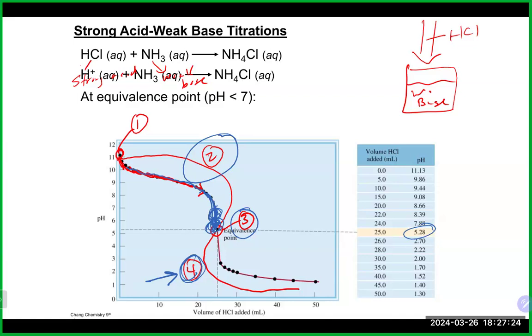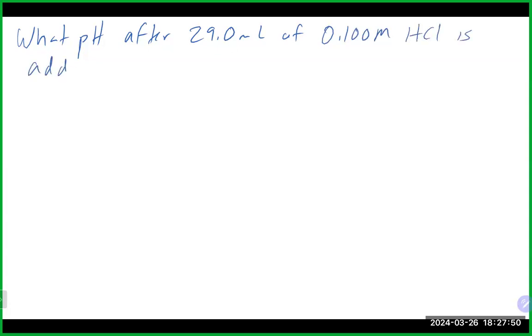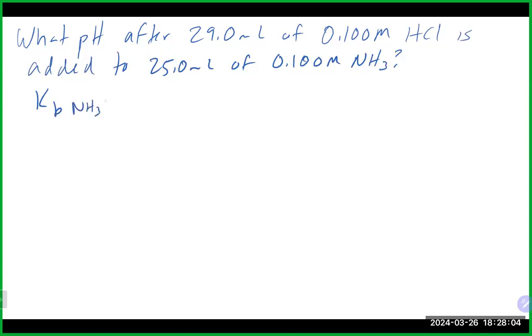Question on that there? All right, so let's try one of these. Why not? Let's do, I don't know, 29. What is the pH after 29 milliliters of 0.1 molar HCl is added to 25 milliliters of 0.1 molar ammonia? The Kb value for ammonia is, we'll go with 1.8 times 10 to the minus 5. I just like that number. Why not? All right, so give it a go. I will as well. We'll hope for the best here.